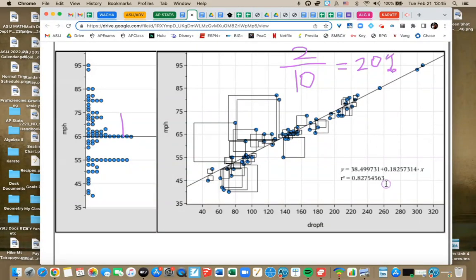All right, so you can see here this r squared is like 82%. So my guess of 20% was pretty good. So what r squared is telling you is what percentage has been removed. So if I have 20% of the variation left over, that means about 80% has been removed. It's been reduced by 80%. But we usually just say it's been removed, right?